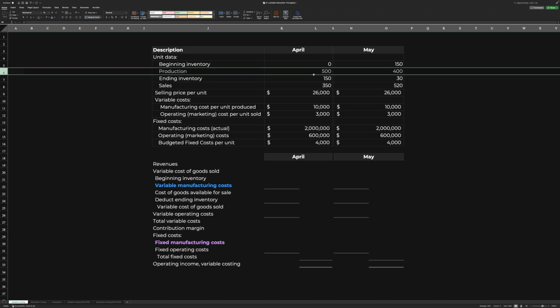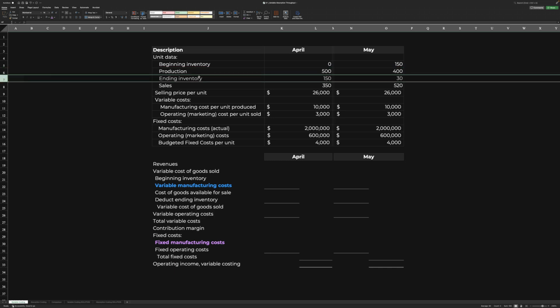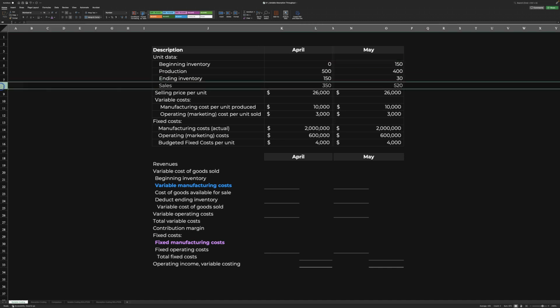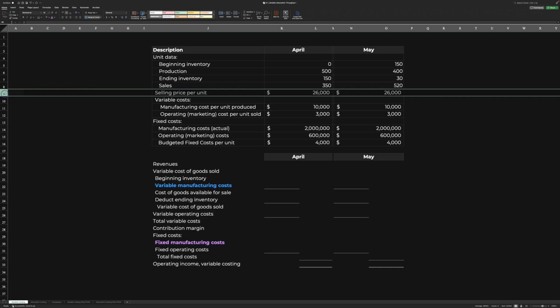Production. The business produces 500 units in April and 400 units in May. We'll take a look at ending inventory. Ending inventory is 150 units for April, which is why beginning inventory was 150 units for May. Let's take a look at sales. Sales is 350 units sold in April and 520 units sold in May. The selling price per unit is $26,000 per unit in each month.